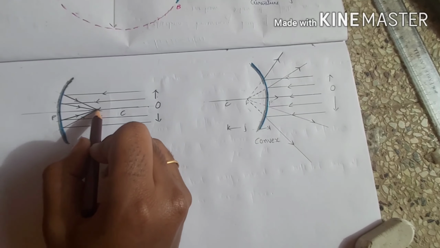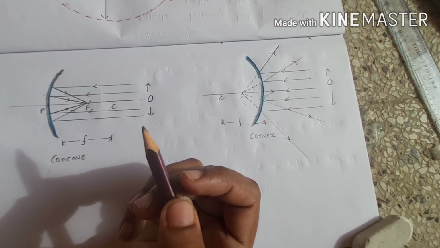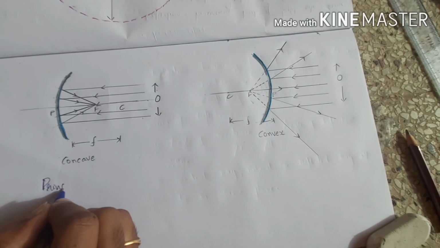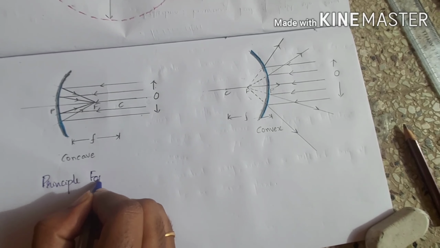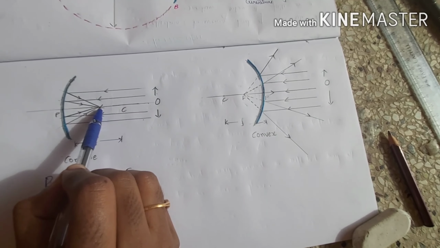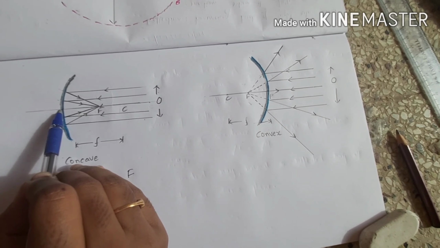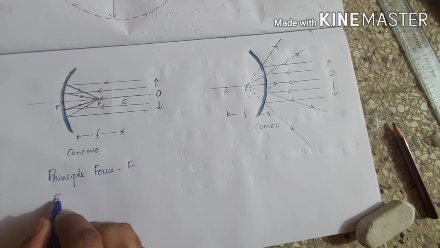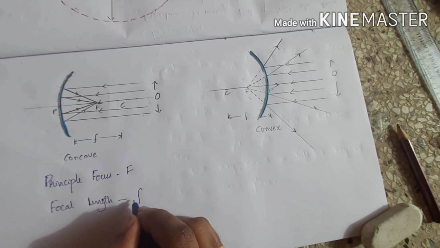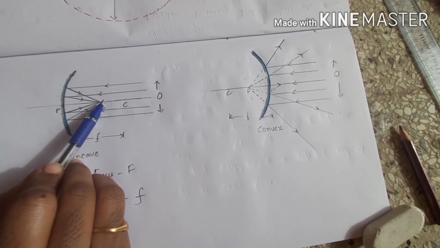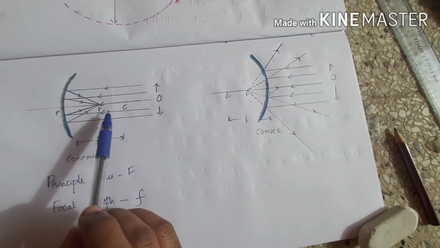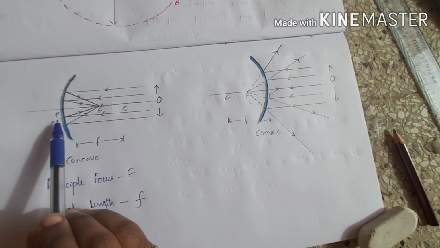So all the light gets converged at a point, and that point is called the principal focus, represented with the letter F. The distance between this focal point and the pole is called the focal length, represented with the small letter f. So it is the distance between the pole and the principal focus along the principal axis. So here you have F, C and P.